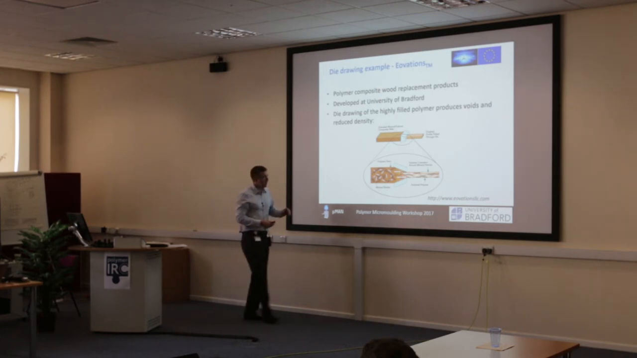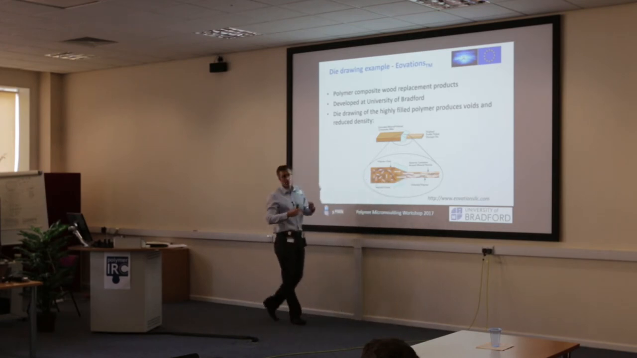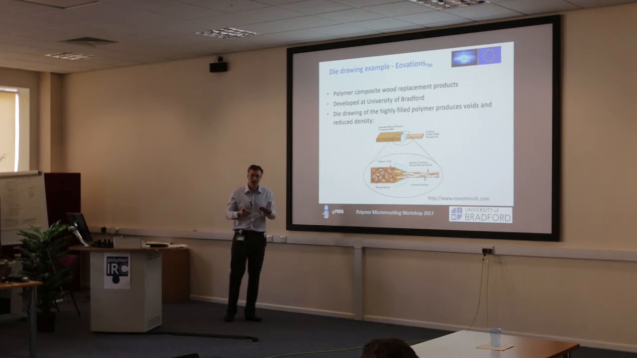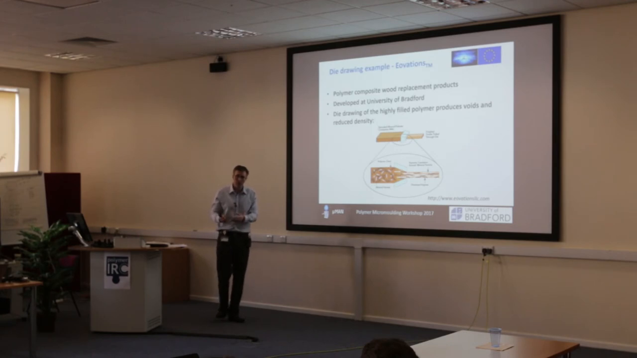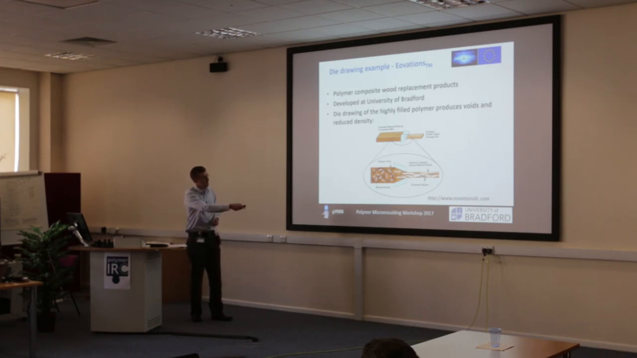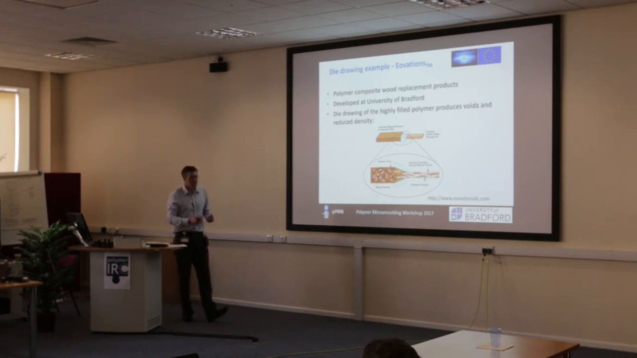So what it meant was that the density of the material after die drawing, we had an increase in properties, stiffness and strength, but we also had a big reduction in density. And one of the problems with trying to make a wood replacement material out of polymers is that polymers are higher density, so they're much, much heavier than the wood materials. But because of this cavitation, because of the air gaps around the mineral filler, it produced a low density material with very, very similar properties to wood.